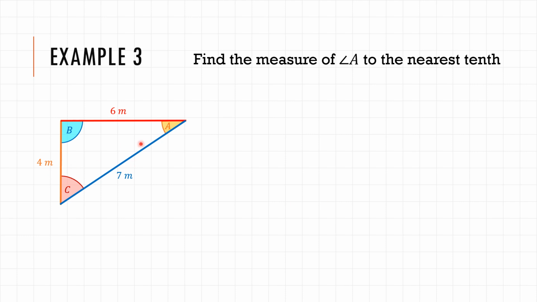In this case, I'm trying to find the measure of angle A. Now, although it looks like it, this is not necessarily a right angle triangle. Okay, and I can't assume that it is. All I know is that I have three sides and I'm trying to find this angle. And so if I have three sides, that's the time to use cosine law.